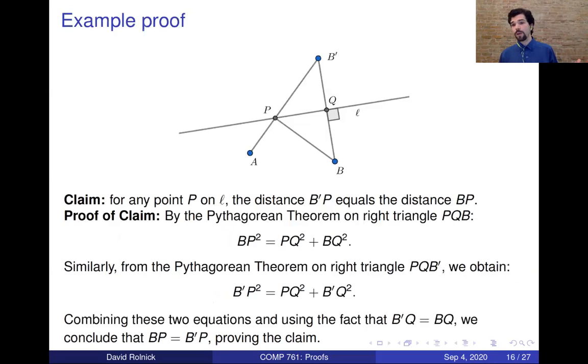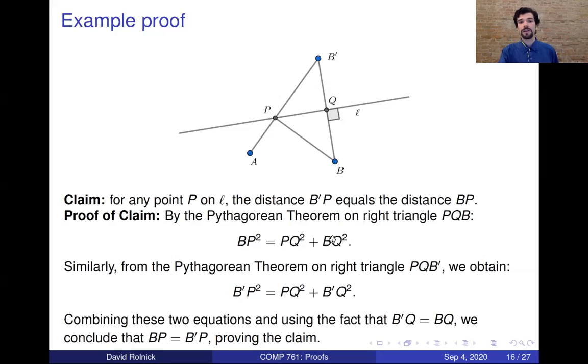So there are many ways to prove this. In fact, it's somewhat of a basic fact of reflections. So in a formal proof, you might not even need to prove this, but I'm just going to prove it for the sake of completeness. So how would you go about proving that the distance from P to B is the same as the distance from P to B'? You can do it, for example, by the Pythagorean theorem.